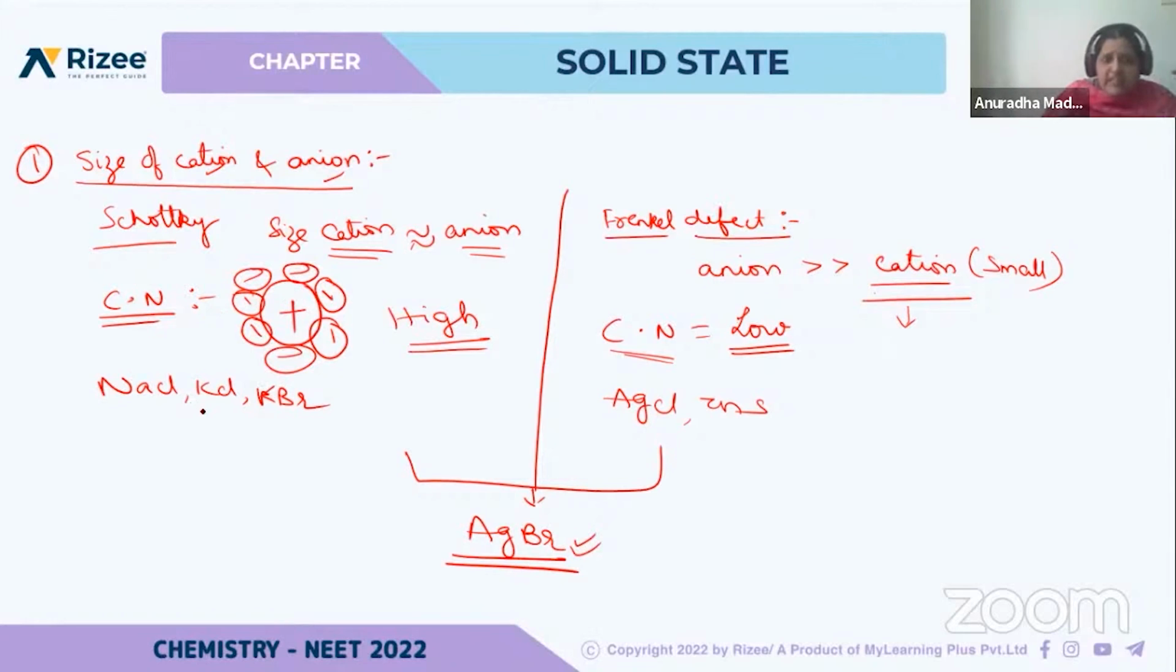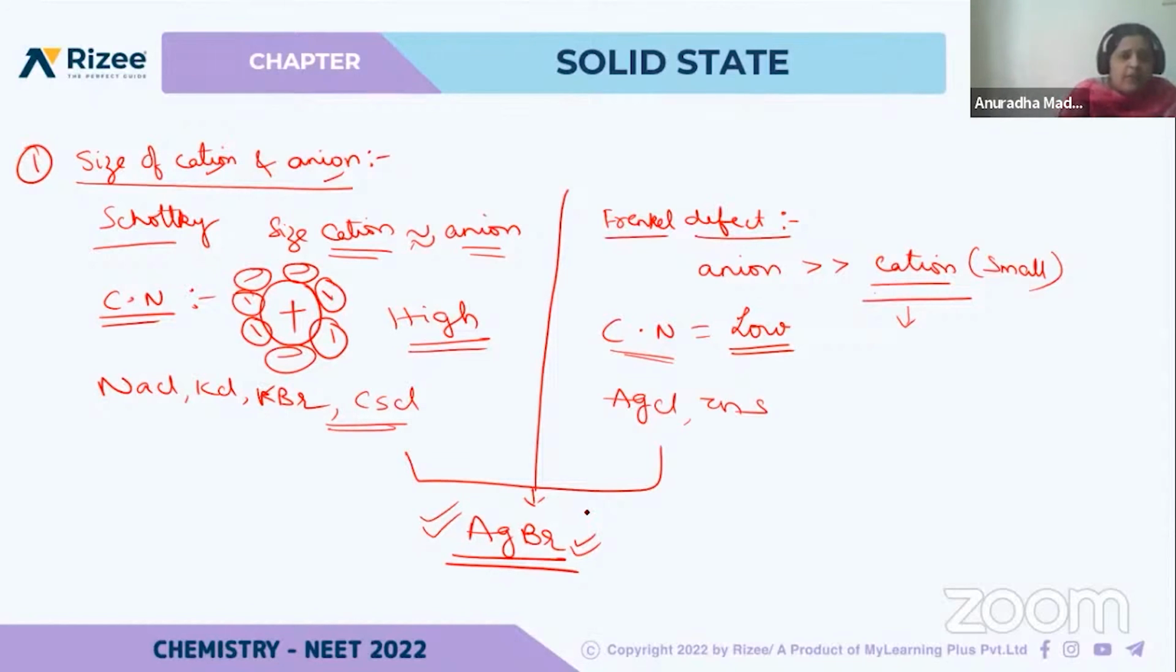So NaCl, KCl, KBr, or cesium chloride, these all show Schottky defect, whereas AgCl and ZnS show Frenkel defect. One ionic compound which shows both these two things is AgBr, that is silver bromide. This is about defects in solids.